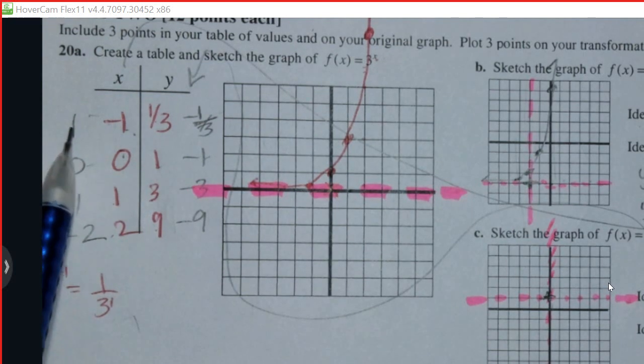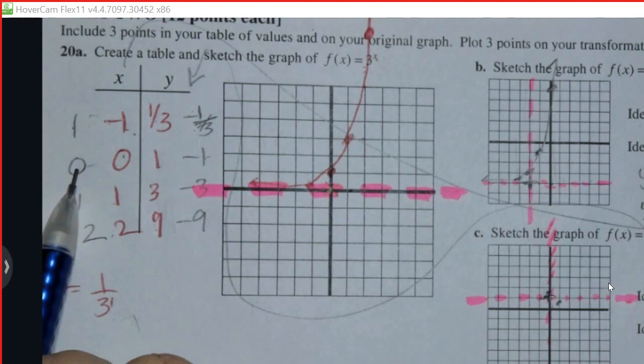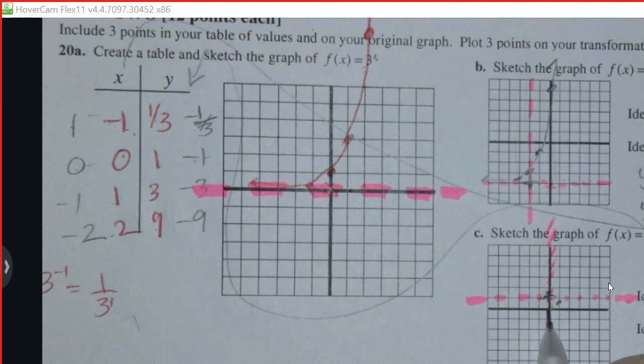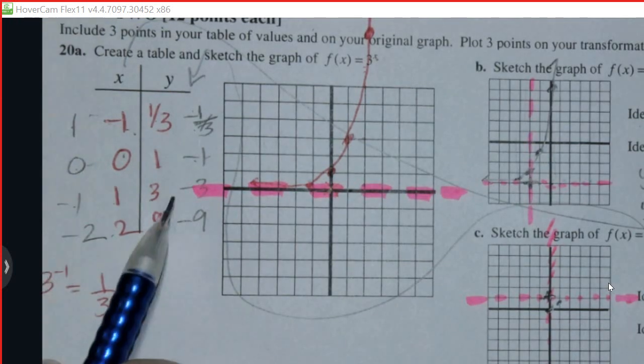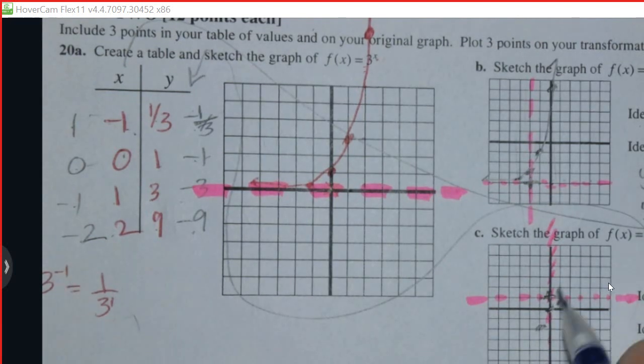So I'm going to go to the right one and down 1/3. Okay, right one, down a third. I'm going to stay and down 1. I'm going to go left 1 and down 3. 1, 2, 3. And left 2 and down 9. Left 2, 1, 2. And here's 1, 2, 3, 4, 5, 6, 7, 8, 9. And having those approximate points allows us to graph it.